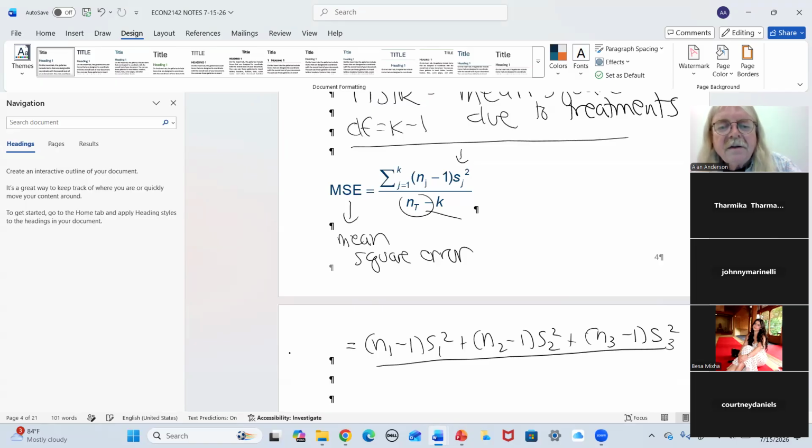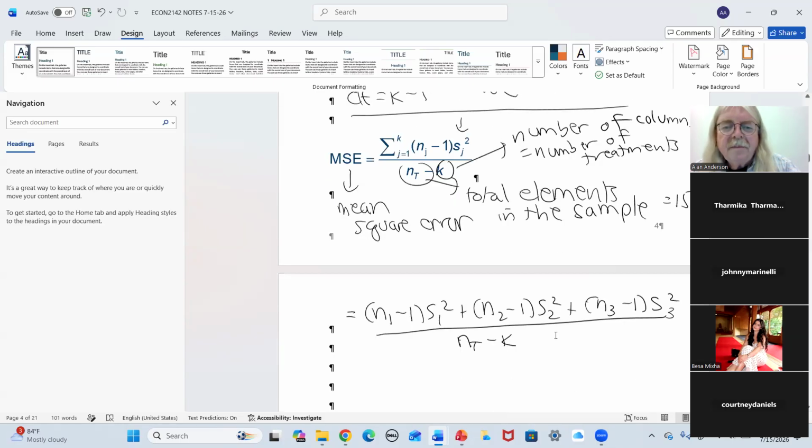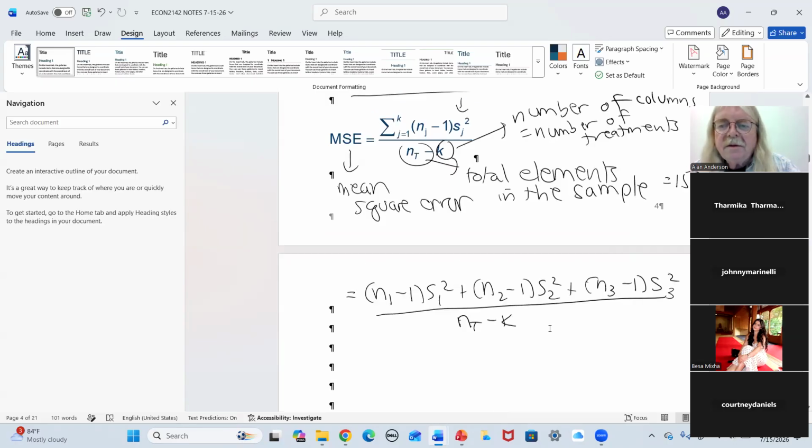Now, NT means total elements in the sample, which in this case is 15. K is the number of columns or, sorry, treatments, which in this case is 3. All right, I'll write the formula now, but it's going to be 15 minus 3. So once again, we'll plug in the numbers and we'll see what we get.